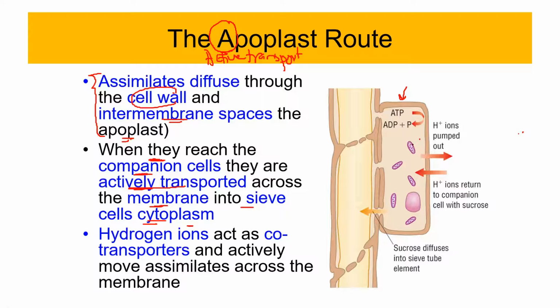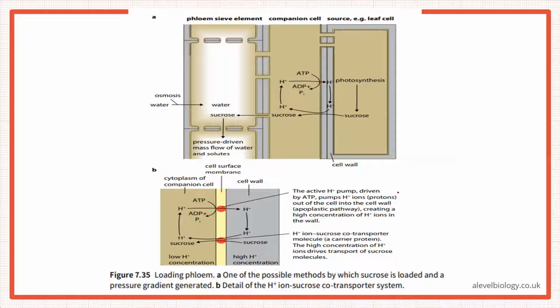ठीक है, remember when we were discussing the structure as well, we saw that these cells have a lot of mitochondria in them as well. ठीक है, so we need a lot of ATP, so active transport will definitely take place here. So let's see how this is happening. If you focus on this diagram here, see what is happening.